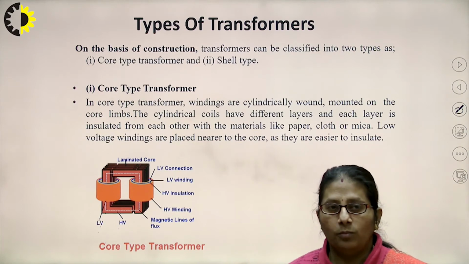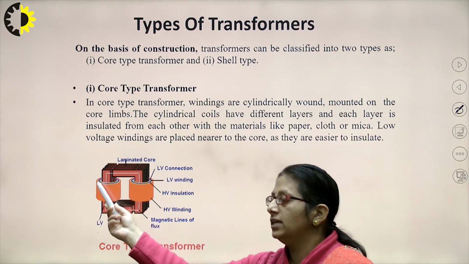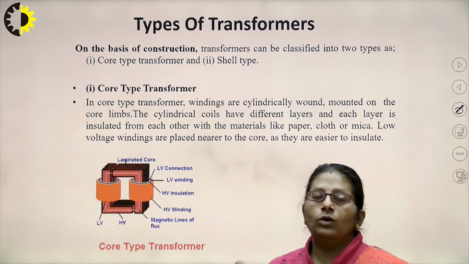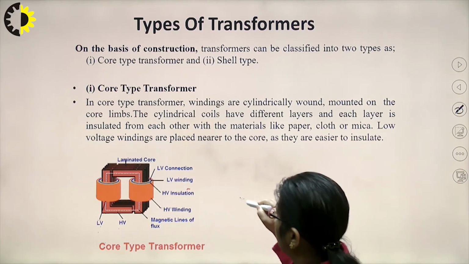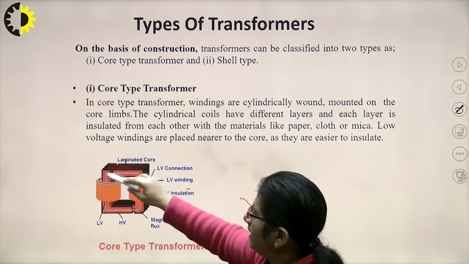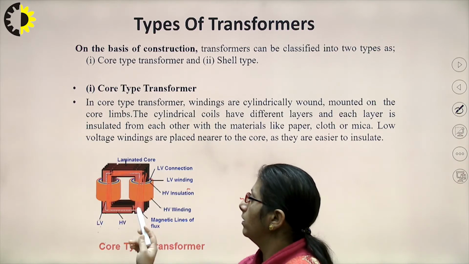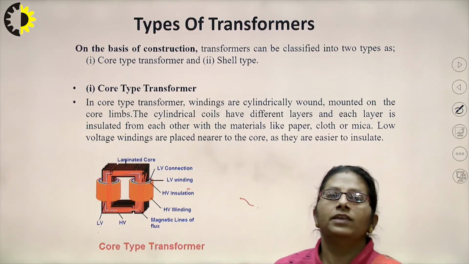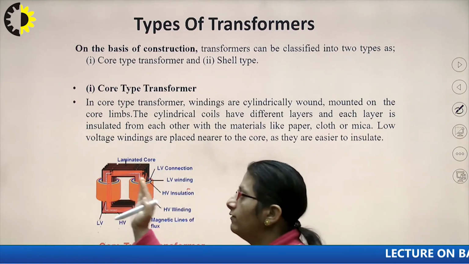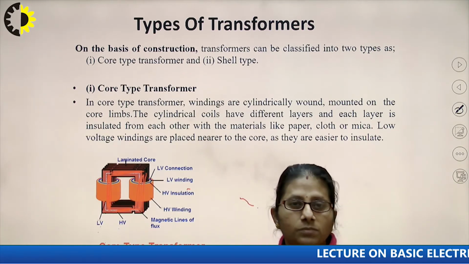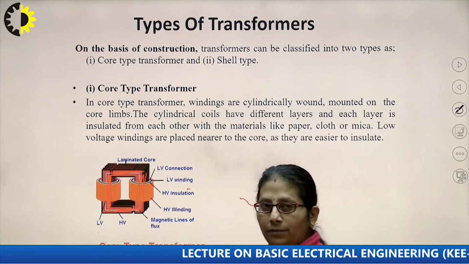In the core type transformer, the windings are cylindrically wound. You can see here the windings are cylindrically wound, mounted on the core limbs. These vertical portions that you can see over here are called the limbs, whereas these two horizontal portions are called the yoke part of the core. So, the transformer has two limbs, and on these two limbs we have the cylindrical kind of winding wound.